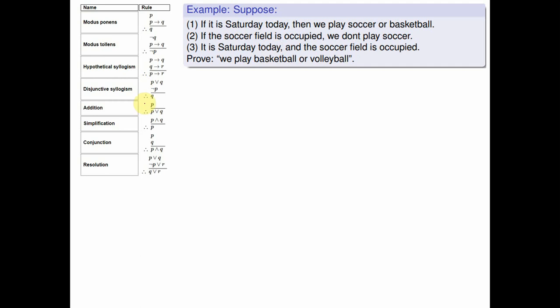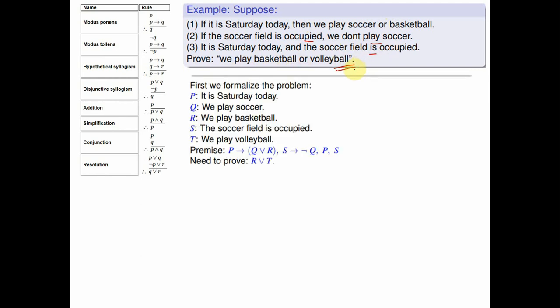If it is Saturday today, then we play soccer or football. If the soccer field is occupied, we do not play soccer. If it is Saturday today and the soccer field is occupied, then we play basketball or volleyball. This is the conclusion. So once again, we start by identifying the propositions and writing the premises formally.